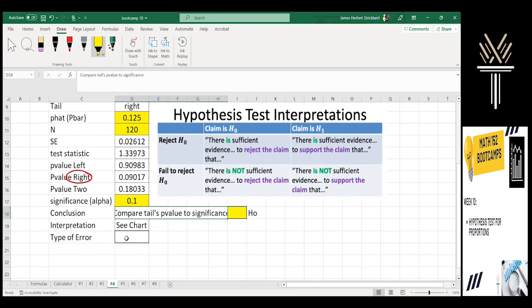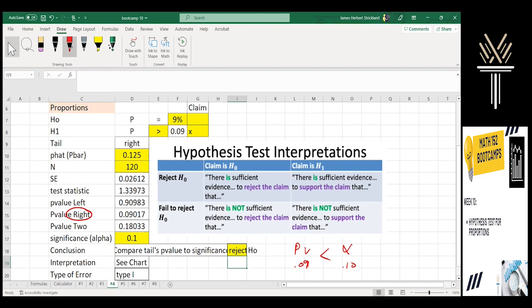Notice in this case, we actually get to have a rejection finally. So the p-value is 0.09. Our significance level is 0.10. In this case, 9 is smaller than 10. So we finally have a smaller than case. That means we can say reject. We can deny the null hypothesis. We're simply saying the null hypothesis is wrong in favor of the alternative. So we're going to reject it and say we have enough evidence to say the null hypothesis is not a true statement.